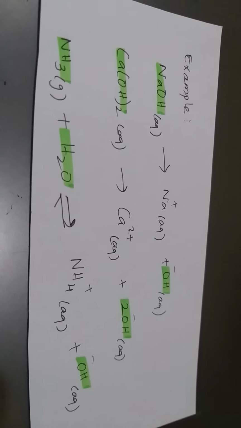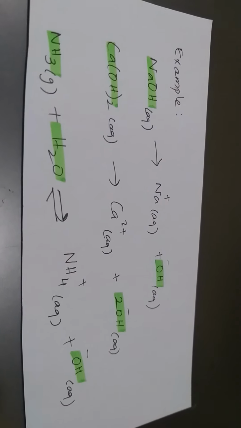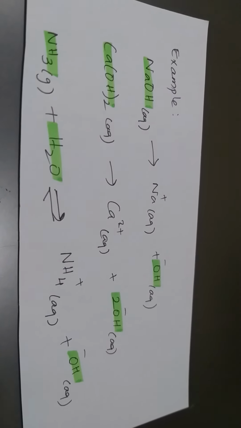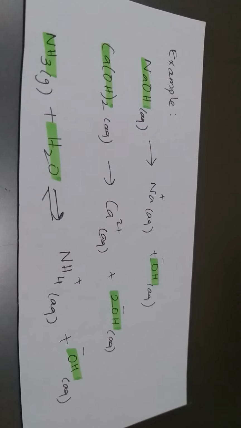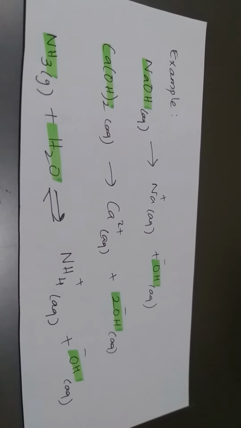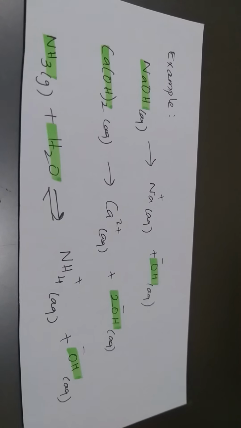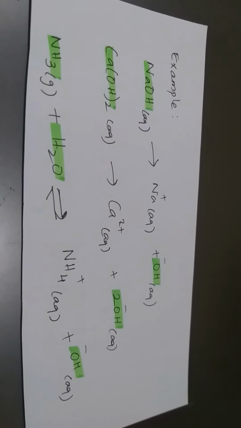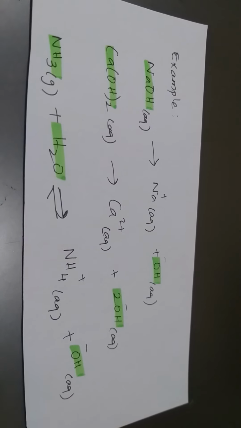Now look at these equations. Example: sodium hydroxide in aqueous state. When we dissolve sodium hydroxide in water, Na becomes Na+ and OH becomes OH-. Why is there a plus charge on sodium? Because it's a metal and sodium belongs to group 1. So all group 1 elements will get a positive 1 charge.